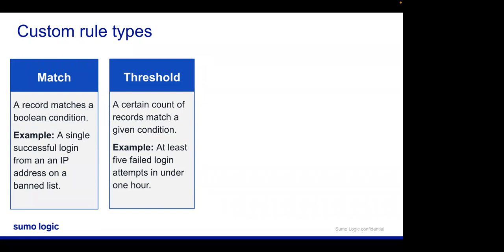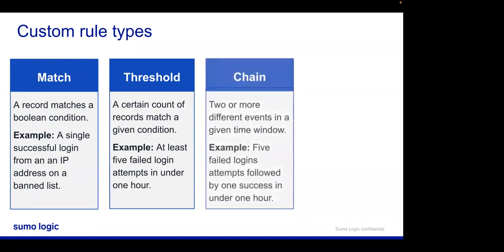Now, besides threshold, we also have a chain rule, and a chain rule is 2 or more different events in a given time frame window. So a user fails 5 times to log in, then they successfully log in. This might be indicative of a brute force attack. So we would create a chain rule for that. Now, in tomorrow's class, we will create threshold and chain rules, just so you know. Won't do that today because of time.